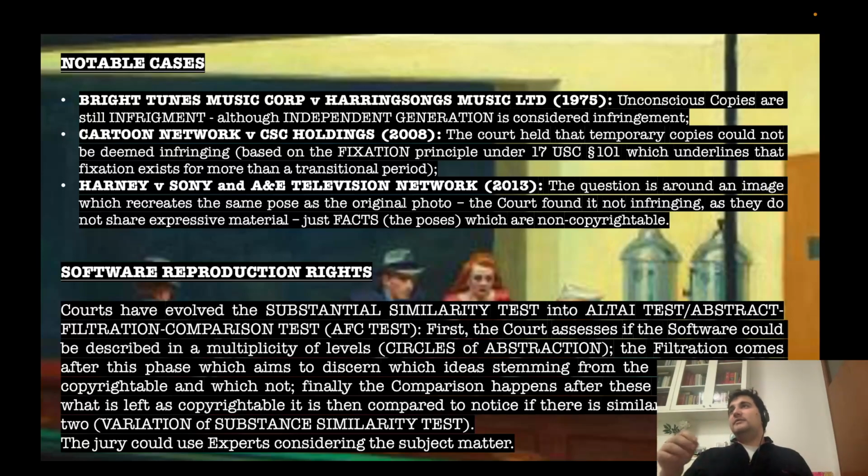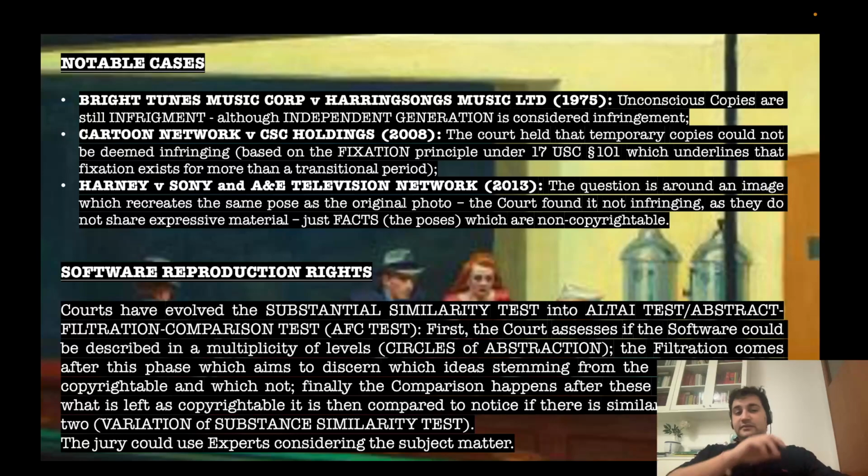That is having a subject matter that is copied. In this case, it wasn't something under copyright law that was copied, because there were some facts, the fact that the persons were posing in a particular way, that are non-copyrightable.